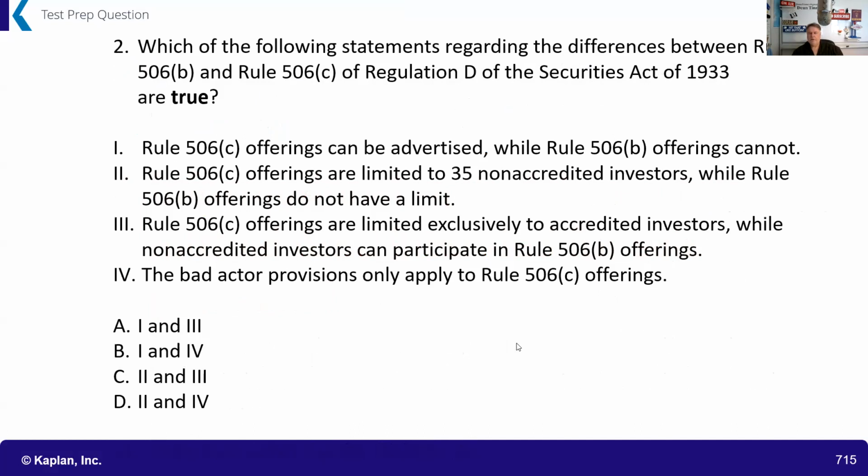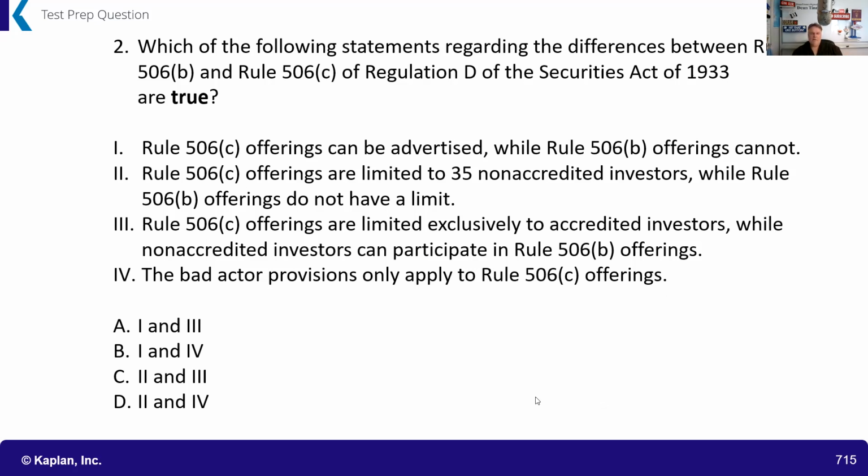Which of the following statements regarding the differences between 506B, that's a private placement where we can have up to 35 non-accredited investors, but we're not going to be able to solicit. That's what 506B is. 506C is where we are doing a Reg D private placement. We can't have any non-accredited investors, but we will be allowed to solicit. So that's the distinction between 506B and 506C. Remember, Reg D is a safe harbor under '33. It's an exempt transaction.